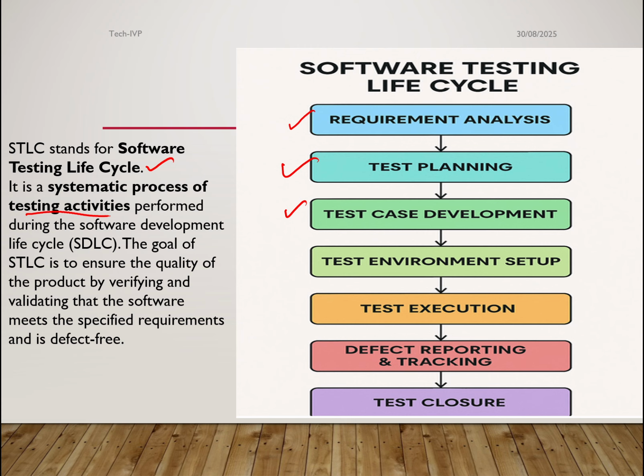Then test environment setup. We set up the test environment, deciding in which environment we will test: directly in the dev environment, the QA environment, the stage environment, or the UAT environment, where we can test the specific product or project. After that we execute the tests using the test cases in the environment. If we find any bugs, we raise a defect. Once the defect is fixed, we do the closure activity.